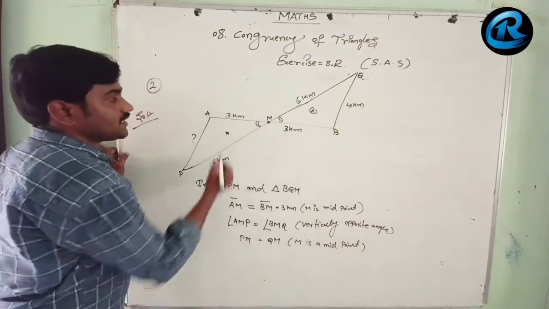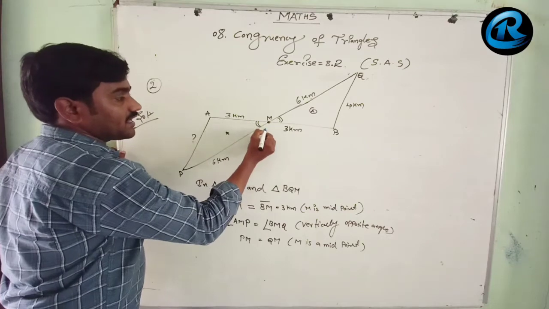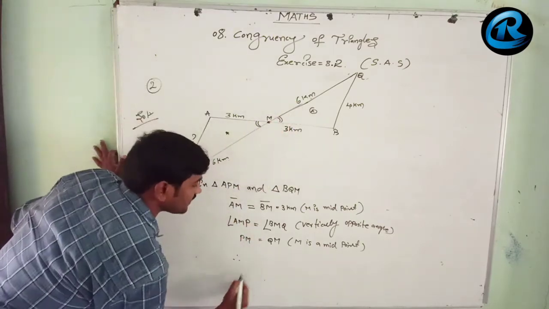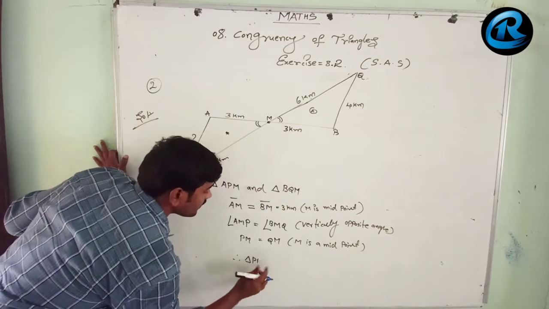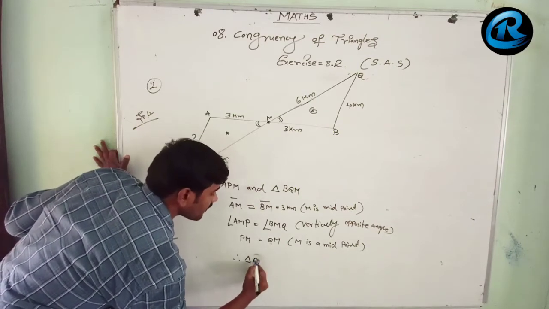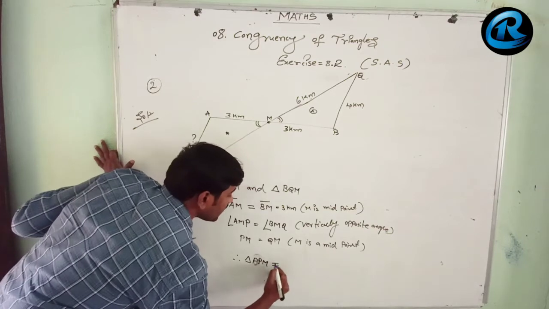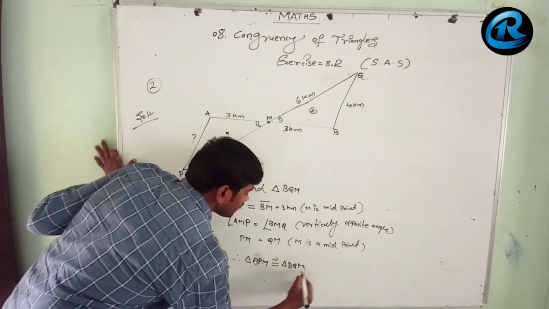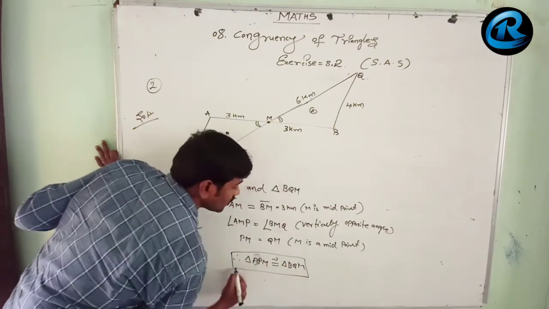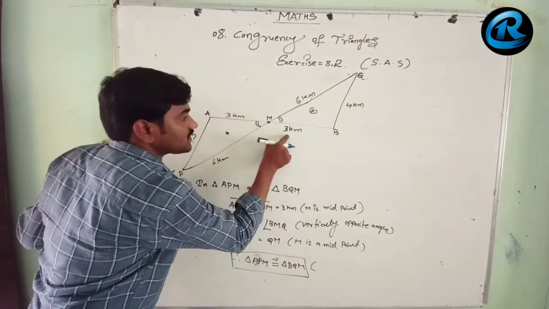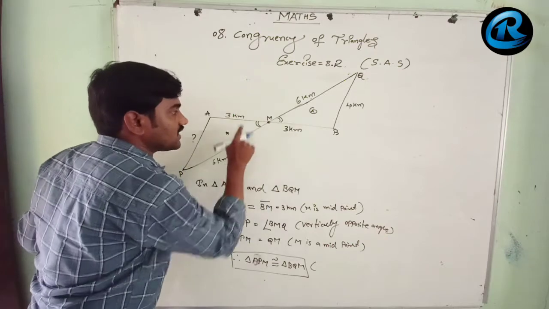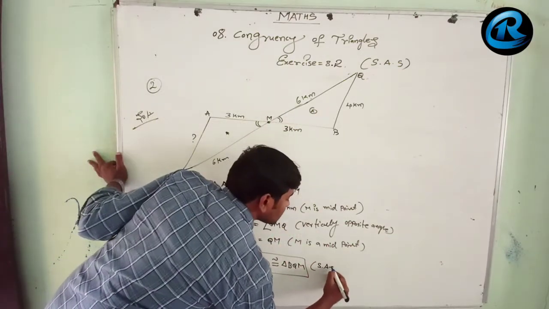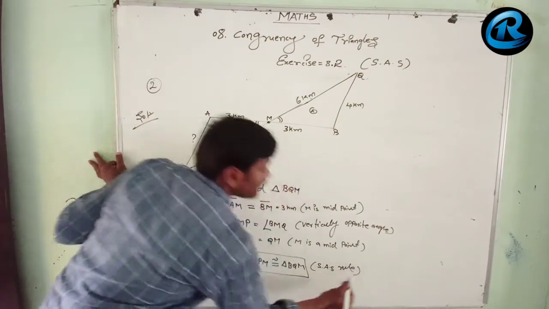Now if you see, this is side, angle, side. Therefore we can say that triangle APM is congruent to triangle BQM. These two triangles are congruent. By which rule? We know side, angle, side. So by the side, angle, side rule, definitely we have to write.